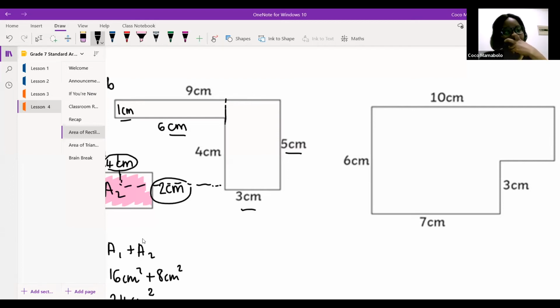Right. And then this is area 1, and this is area 2. And then we're going to calculate for each area. And then we're going to add them together.